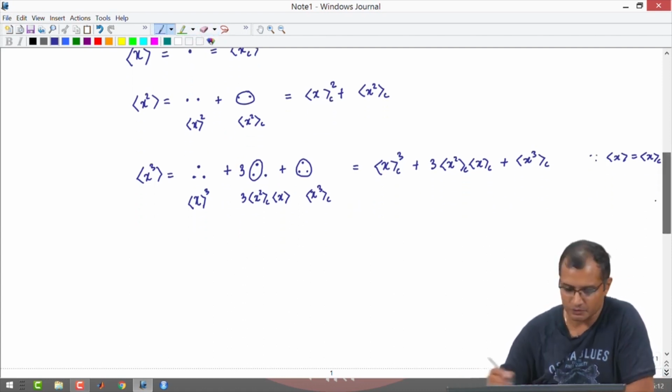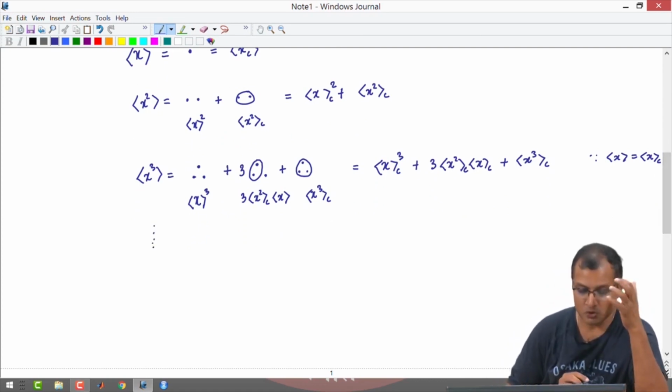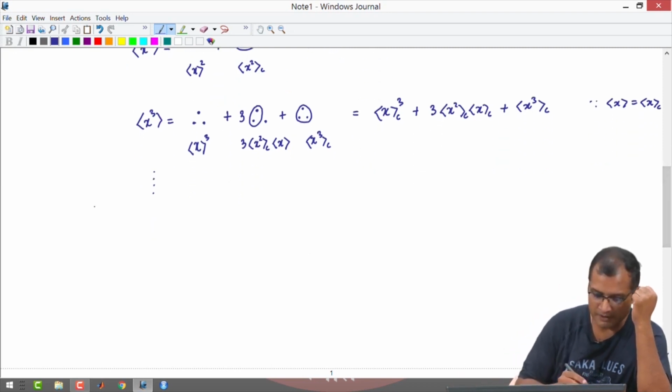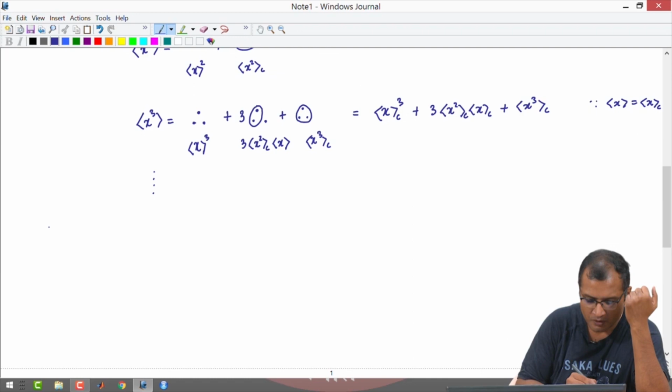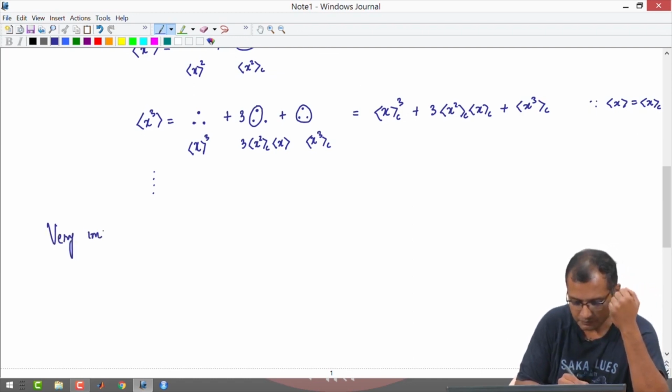So, this way you can continue and compute the fourth moment and so on and so forth. So much for the recap. We will now progress to some very important distributions in statistical mechanics.